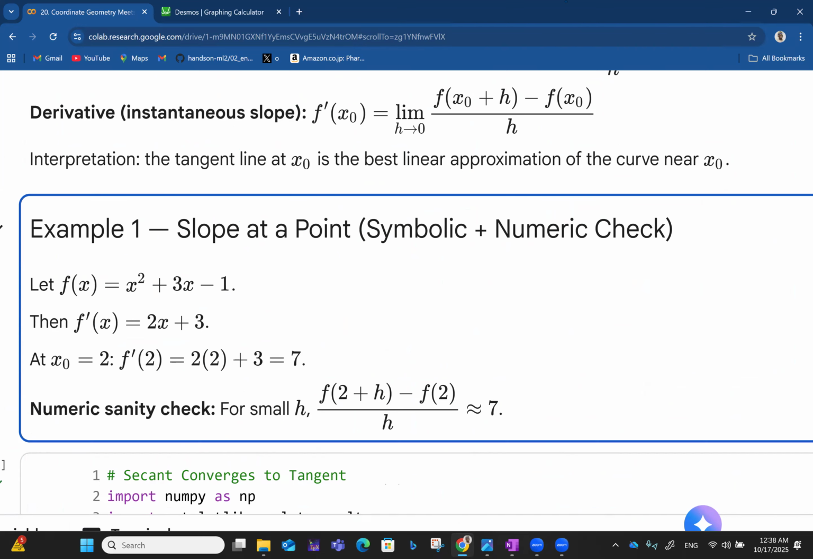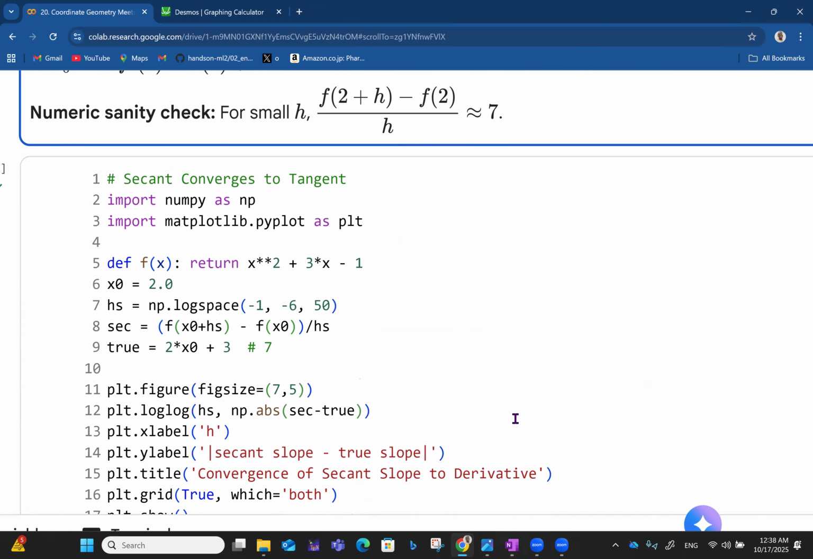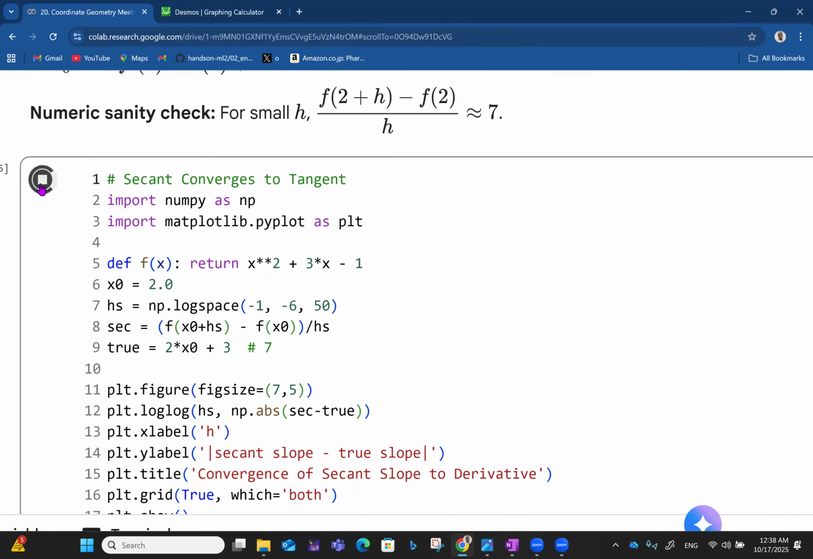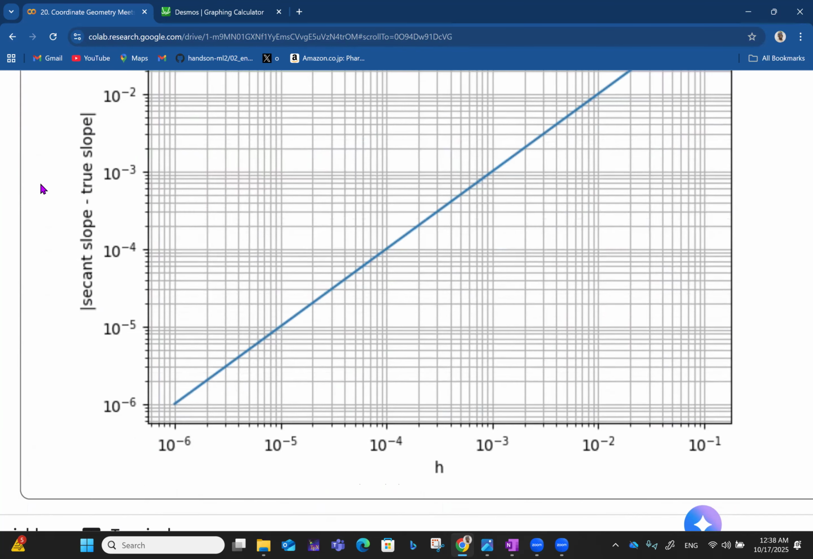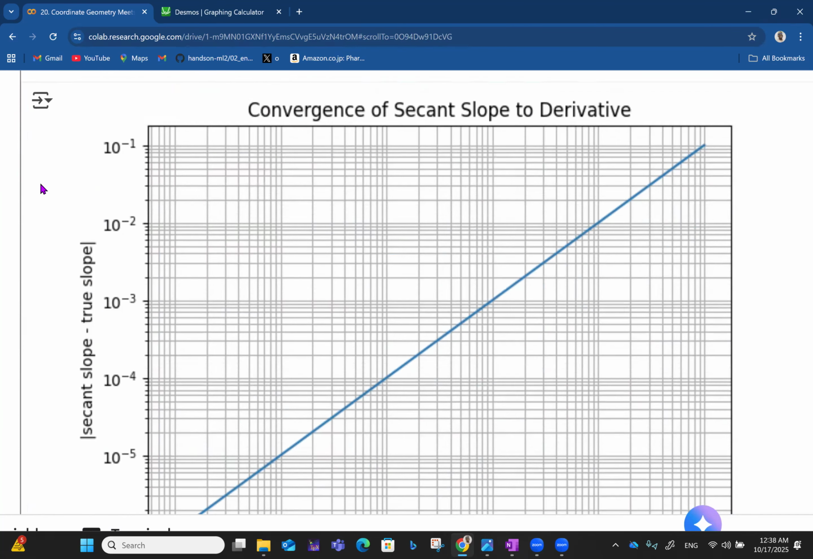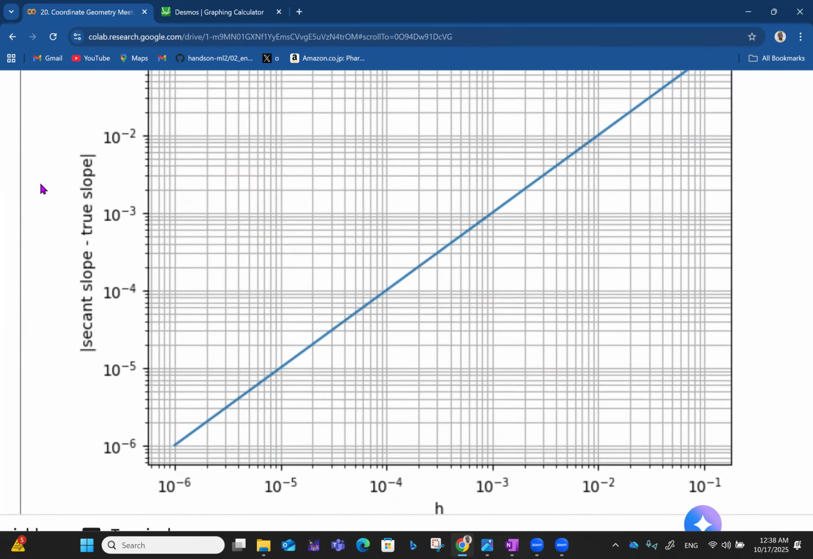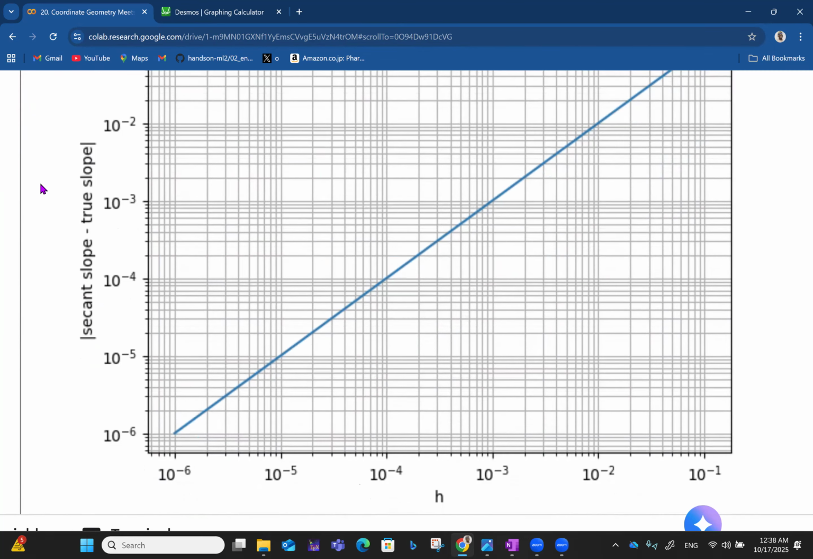So you see, when we did the direct one, just differentiate and substitute directly, we get 7. If we also do this one, we get 7 also. So then we can code that in Python. I won't bother so much about that, and see what it gives us. Okay. So convergence of secant slope to derivative. We have this right here.